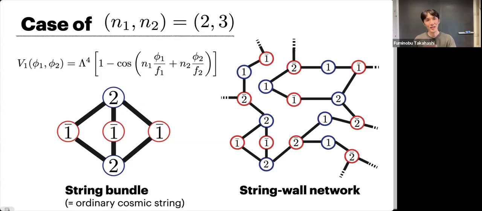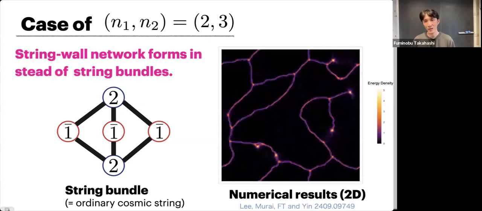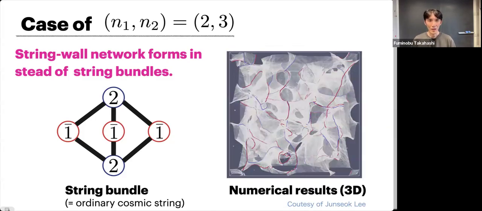So the question is, which is more generally found in the realistic cosmological evolution? And to see this, we need to perform numerical lattice simulations. And this is the result of 2D. And you can see that instead of string bundles, we see the string wall network. And this is the 3D result. And we don't see any string bundles from the numerical simulations. Instead, we found that the string wall network remains.